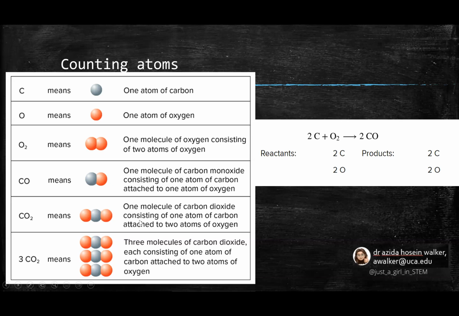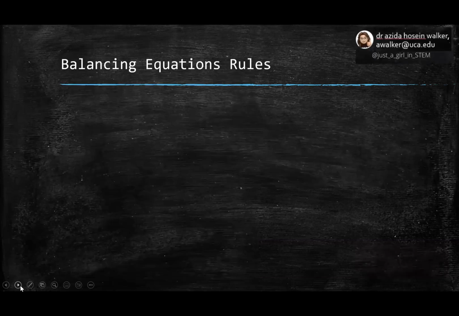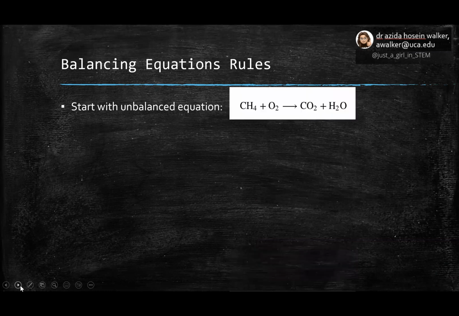So let us look at another example here where we can apply these rules. Again, we're going to start with an unbalanced equation. In this one, we have CH4 plus O2 giving the product CO2 plus H2O. Now, some of these you might be familiar with. For example, CO2 is 1 molecule of carbon dioxide, H2O, 1 molecule of water. CH4 you might not be very familiar with, but it's the chemical symbol for methane.